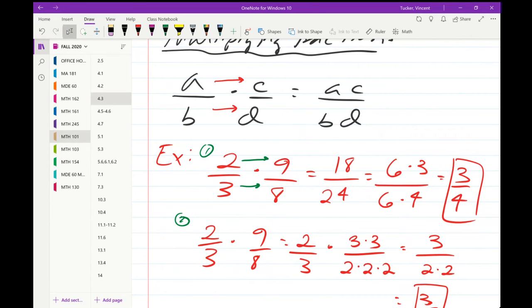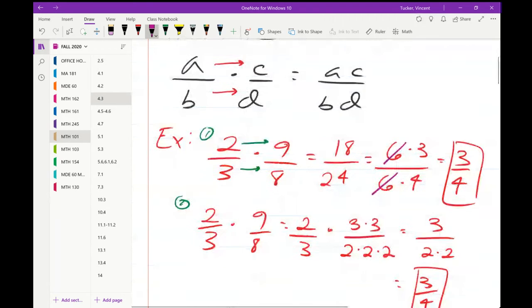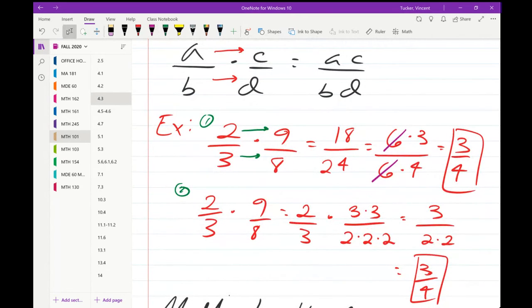Now I need to examine 18 and 24 and see, can I reduce? And we can. Both of them have 6 in common. So I can cancel out the 6, and that'll leave me with 3/4. So that's multiplying first and then reducing. That method is fine. You'll always get the right answer as long as you do it correctly.